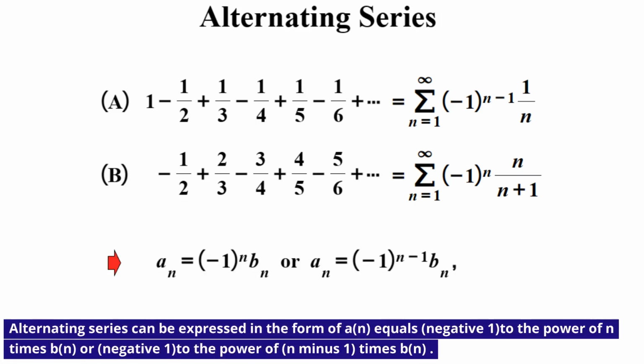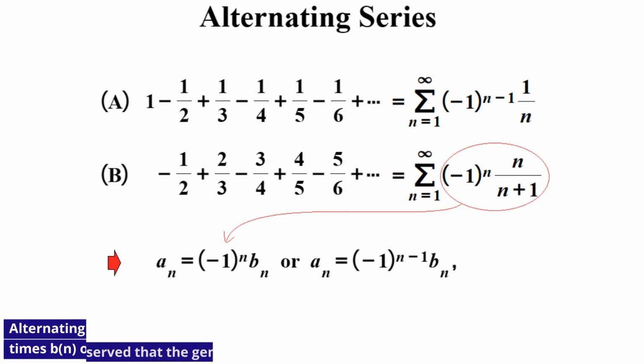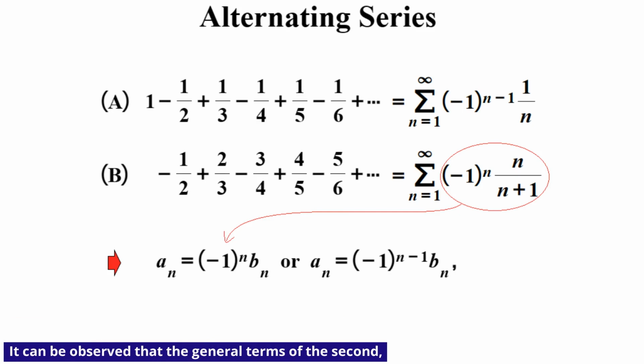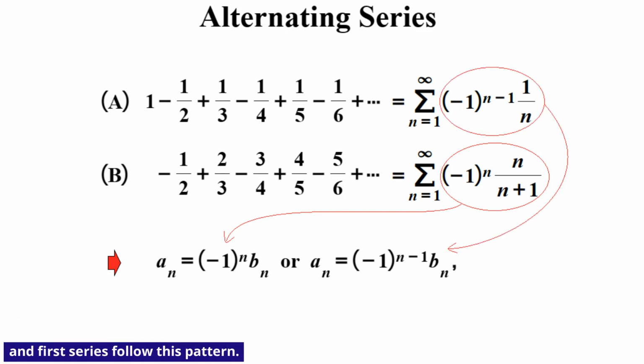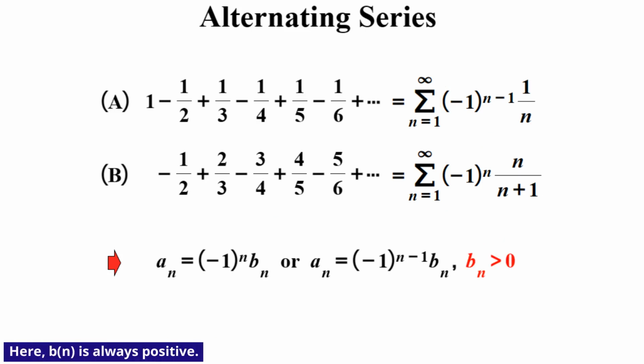Alternating series can be expressed in the form of a_n equals (-1)^n times b_n, or (-1)^(n-1) times b_n. It can be observed that the general terms of the second and first series follow this pattern. Here, b_n is always positive.